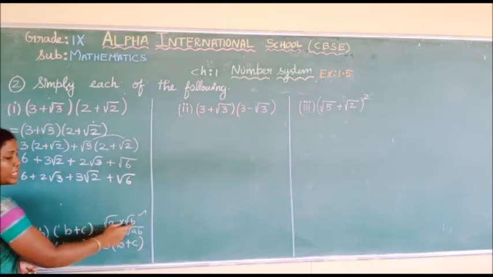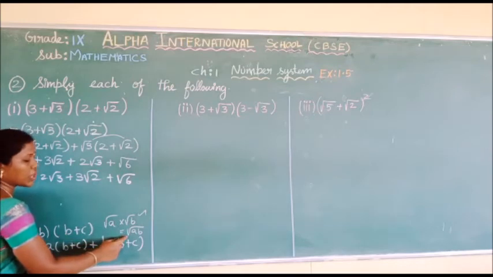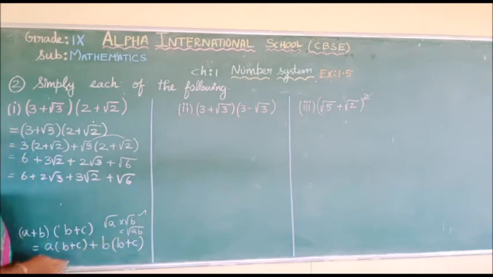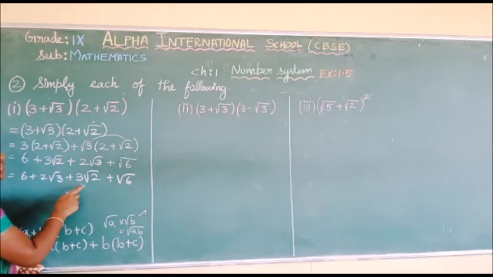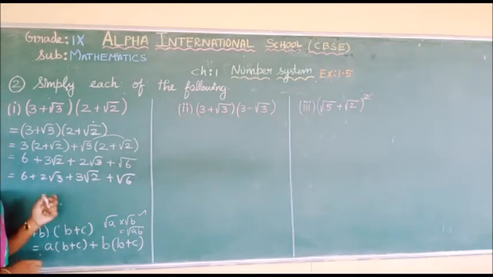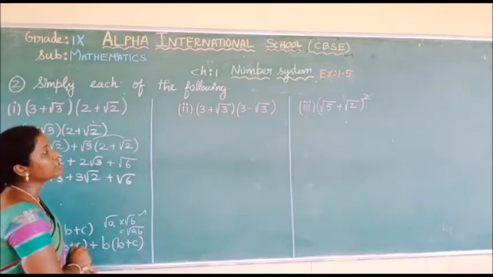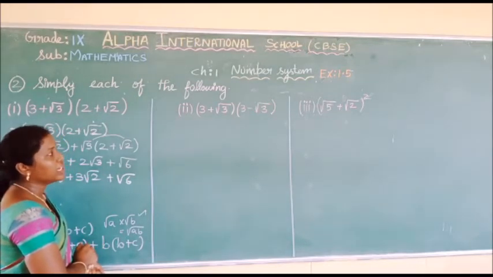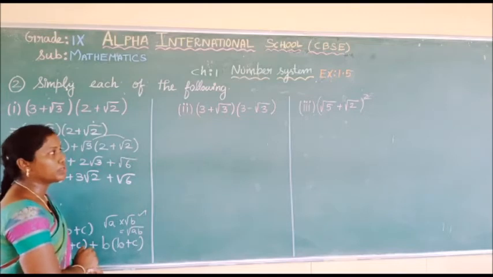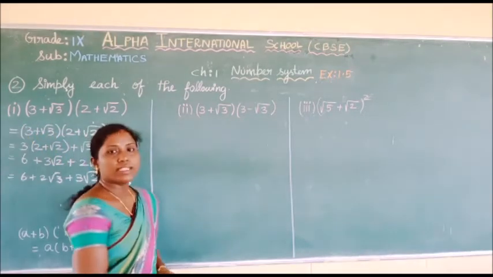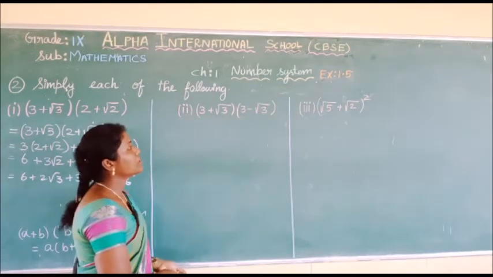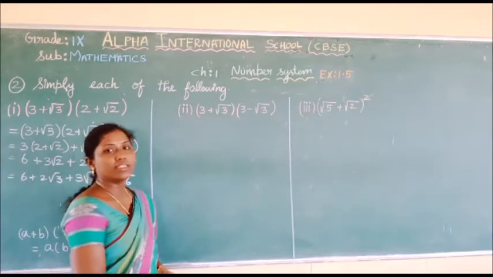Whenever you are multiplying root a into root b, it is equal to the square root of a into b. So we used this and we have concluded the answer 6 plus 2 root 3 plus 3 root 2 plus root 6. Now come to the second subdivision. 3 plus root 3 into 3 minus root 3.